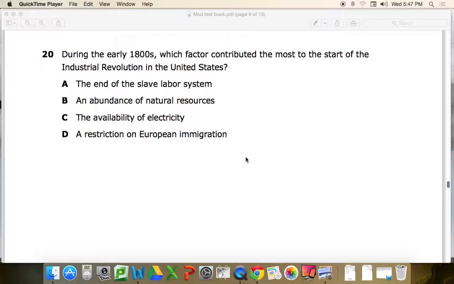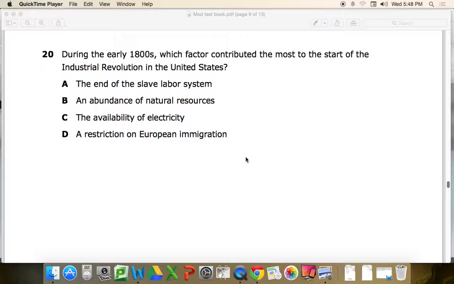And so the correct answer choice here was the abundance of natural resources. The availability of electricity happens farther down the line in industrialization. So you're talking 1880s, 1890s. And remember, this is going to be in the 1800s. This is going to be before that.